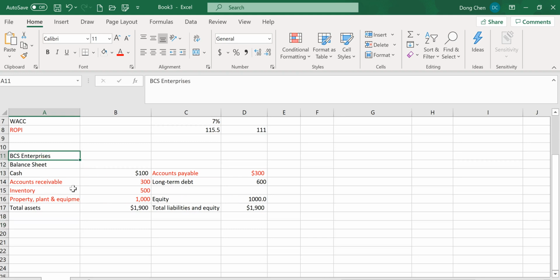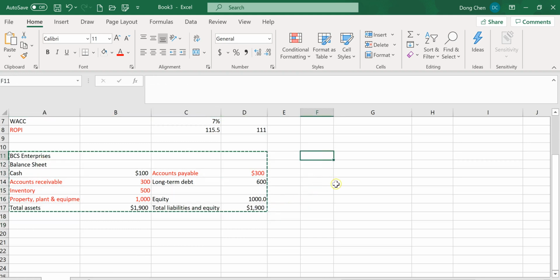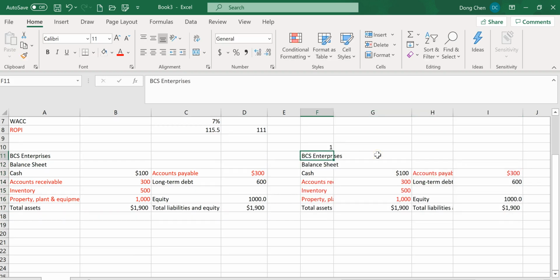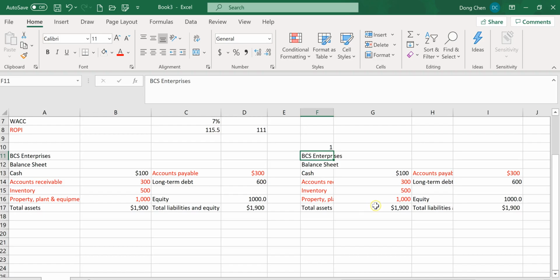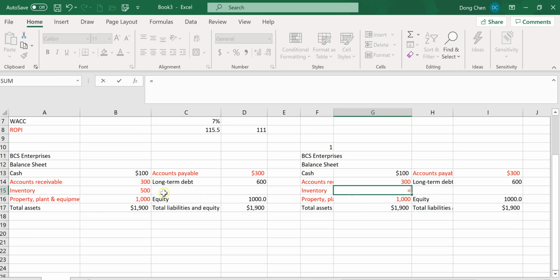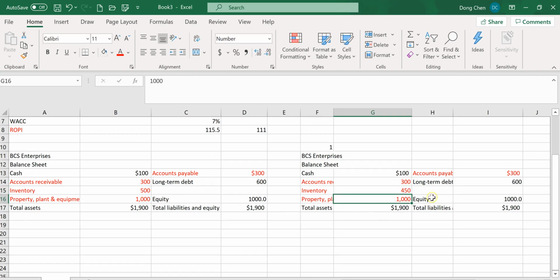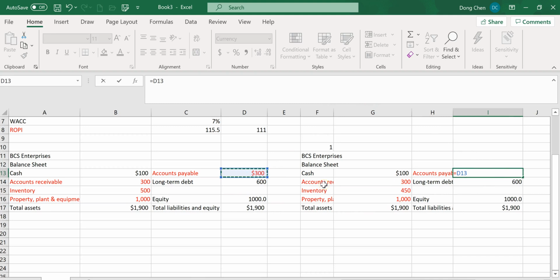this is the original balance sheet. Now I just want to copy this and make this number 1, so I know this is actually for the first action. Right? If you look back to the first action, it is reduce the inventory by 10%, which reduces accounts payable by 5%. So we need to change the inventory balance here to equal the original level times 1 minus 10%, right? That's according to the setup. And then we also have to change this accounts payable. So this equals the original level times 1 minus 5%, right? So that's based on the information provided. So now I can do a calculation for the NOA.